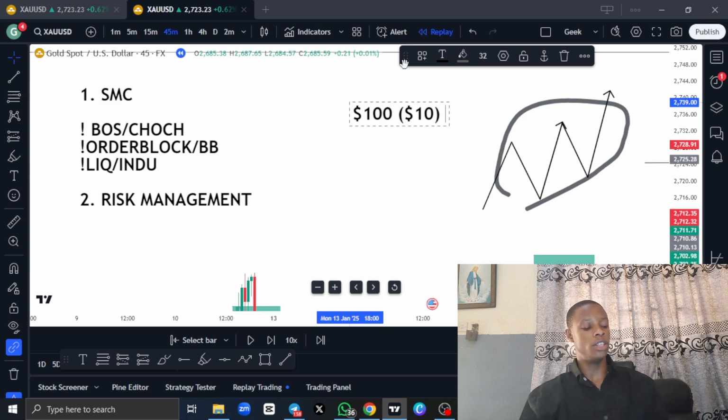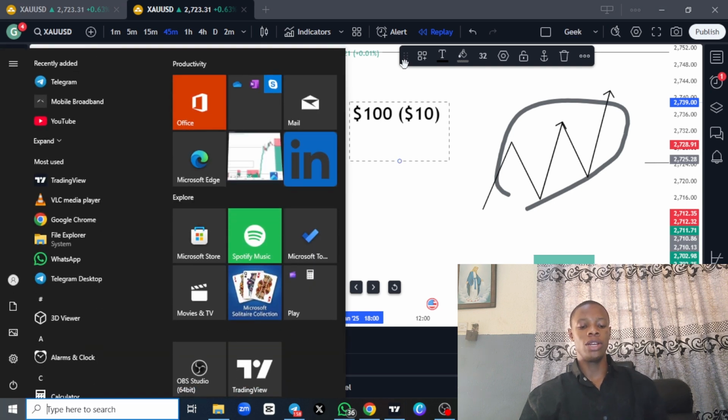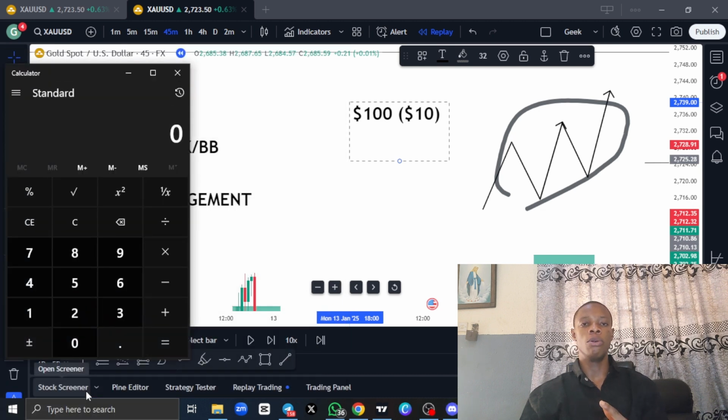Now, let me explain this real quick, in a way you guys can actually see, and you can start understanding what it takes to be profitable. Trading takes time. Let's say you have been trading for a year. Let's practicalize something real quick.